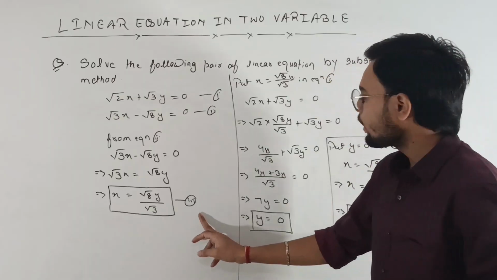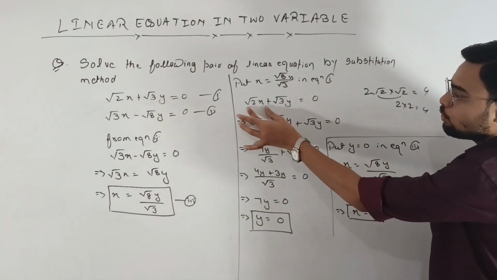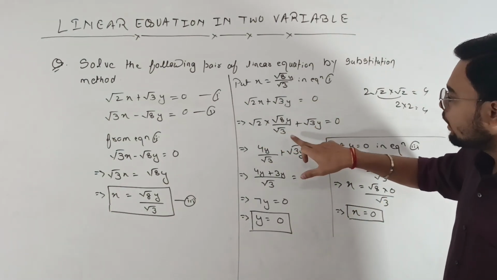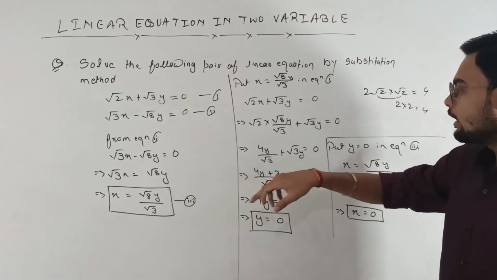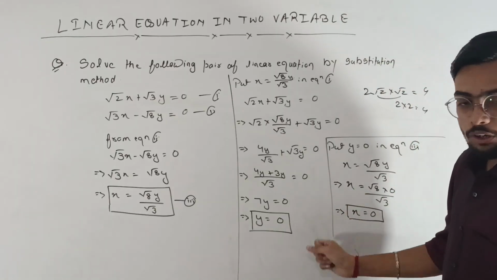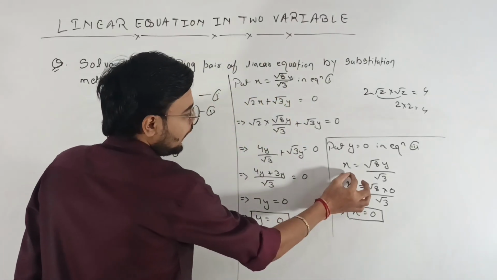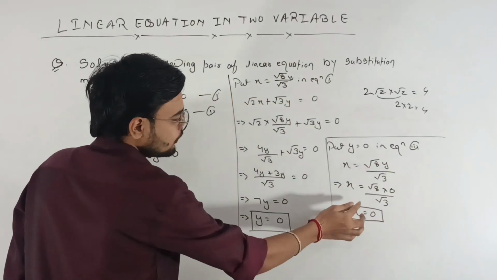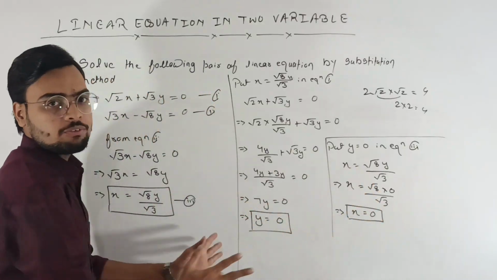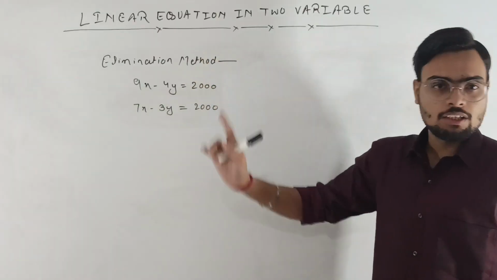Understood? Now after this, I put this value of x in equation 1. What is equation 1? Root 2x plus root 3y equals 0. I put in place of x root 8y upon root 3, this value of x. Then after solving this, I get y is equal to 0. Now I put this value of y in equation number 3. Equation 3 is x is equal to root 8y upon root 3. So in place of y, I put 0. Then I again get x is equal to 0. Understood? Now let's see our next algebraic method, that is elimination method.